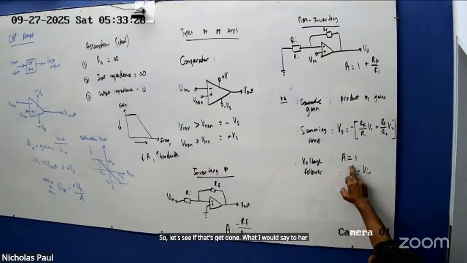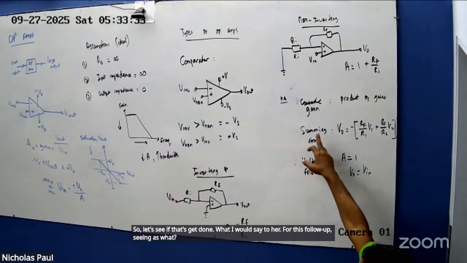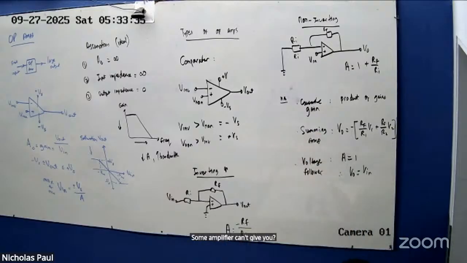Voltage follower seen as what? Summing amplifier, cascade gain. That's when you have two op-amps together, they multiply the gains.